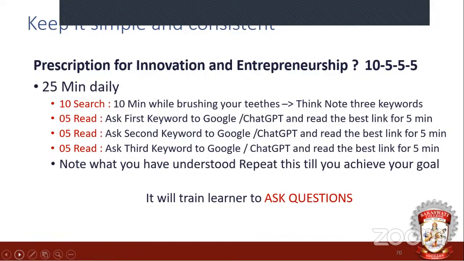Ten minutes, I call it Google uncle and ChatGPT Maushi. Bard uncle has also come these days, right? So I call them Maushi and uncle because they are always ready to answer, 24/7, 365 days. So when you have landed on a possible solution and linked it with IKS, how do you do that? Search in Google or ChatGPT for 10 minutes. Identify 3 keywords. Read each keyword for 5 minutes daily.